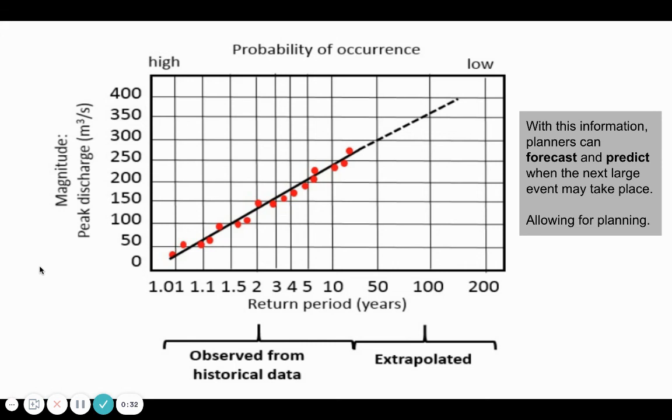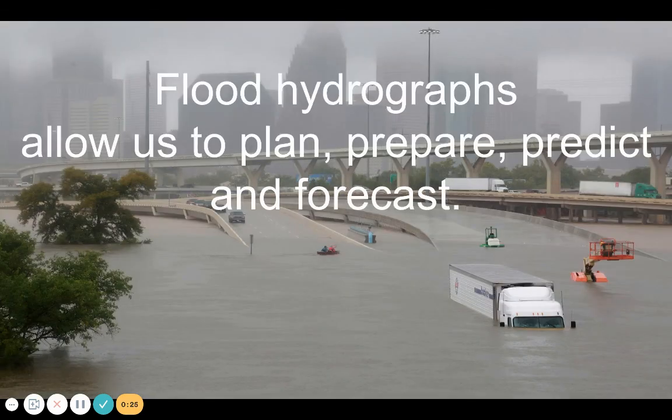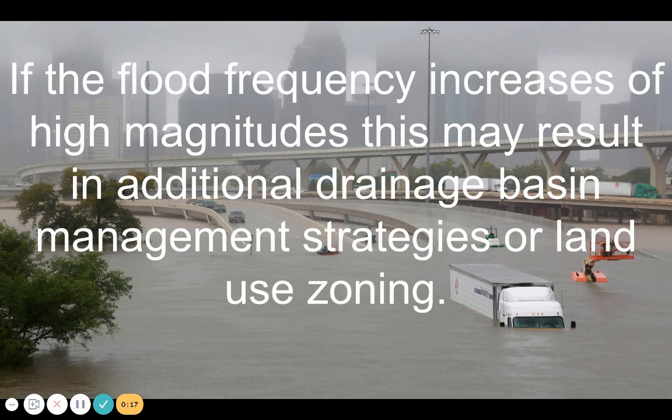This is really important because with this information, I can plan, I can forecast, I can predict. So this is vital if you get this in an examination question. So again, flood hydrographs with all the information that we can plan, prepare, predict, and forecast. So things like management strategies, land use, zoning, etc. So this is the reason we look at these.